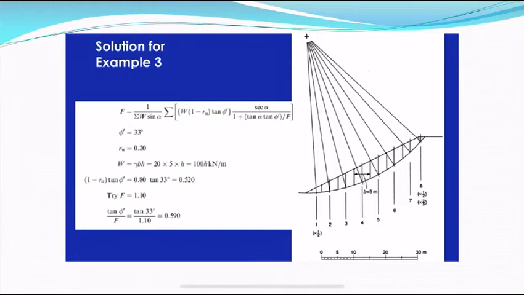Here, as the factor of safety is on the left hand side, on the right hand side you try with an initial value, say 1.1. So tan phi dash by factor of safety is equal to tan 33 by 1.1, which is 0.59.